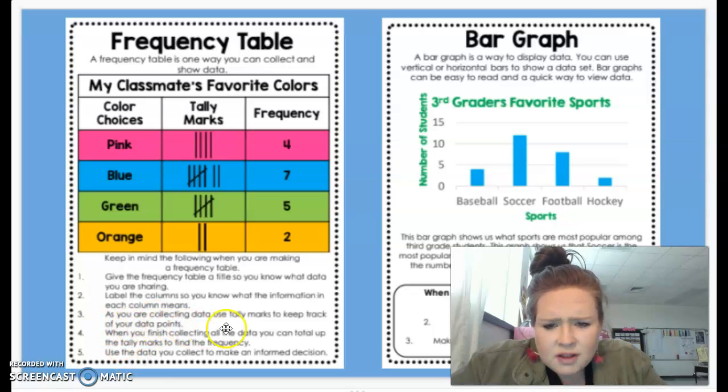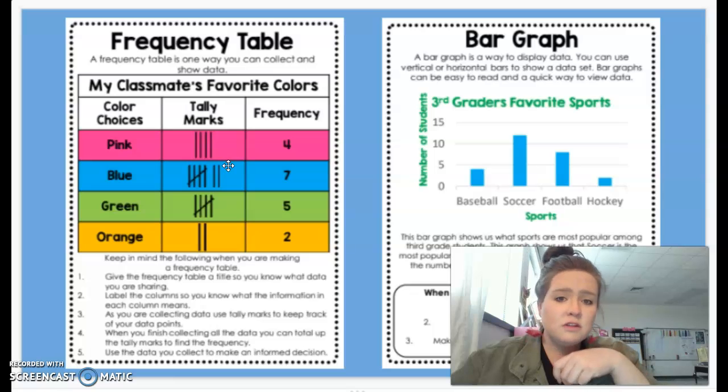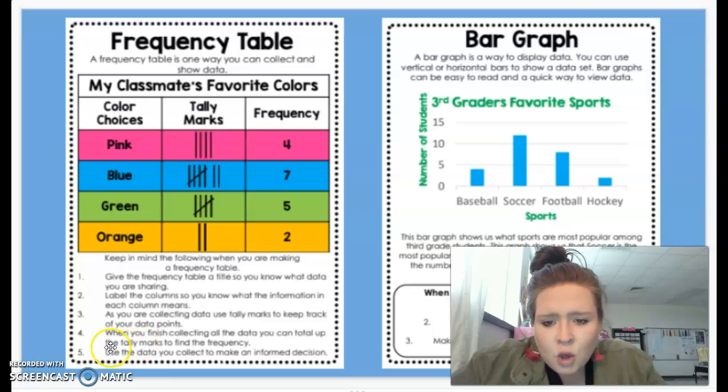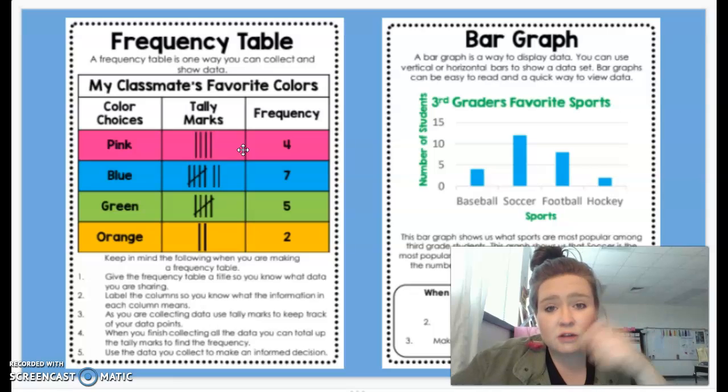As you're collecting data, use the tally marks to keep track of your data points. So if you were walking around the classroom collecting data on these colors, you'd ask, what's your favorite color? You put a tally. The next one, what's your favorite color? You put a tally, depending on what that student voted for. When you finish collecting all of the data, you can total up the tally marks and find the frequency. So that's what they did. It's a lot easier to just count up tally marks at the end than it is to write 1 and then 2 students and then 3 students. So that's why you do tally marks, and then at the end you just count them all up.